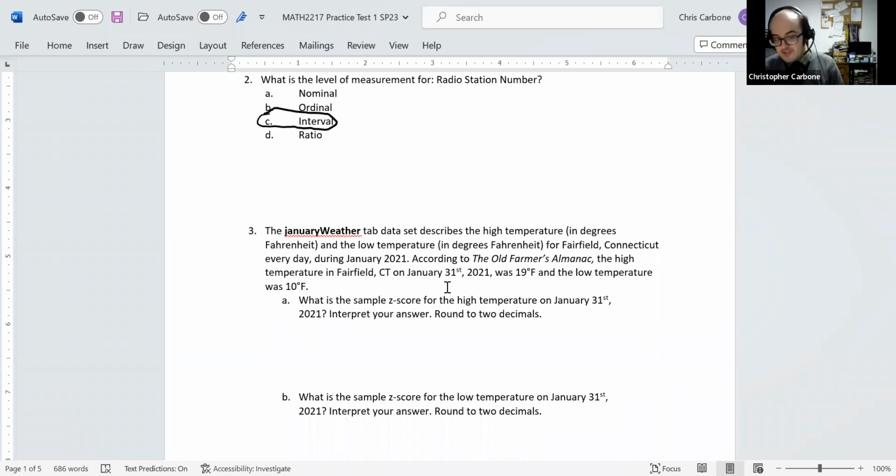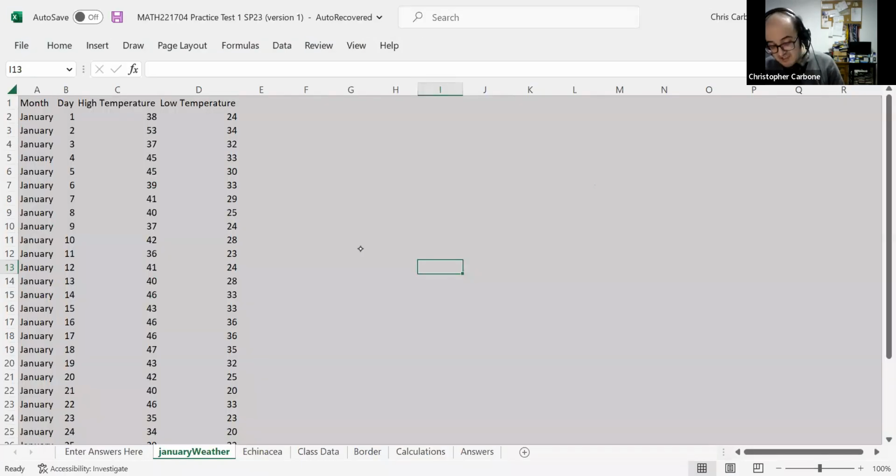We want the sample z-score for the high temperature on January 31st, 2021, and the z-score for the low temperature on January 31st, 2021. So let me open up that data set, and that would be this one. So in order for us to do that calculation, I'm going to do this specifically in Excel.